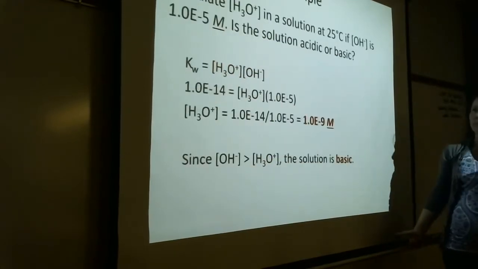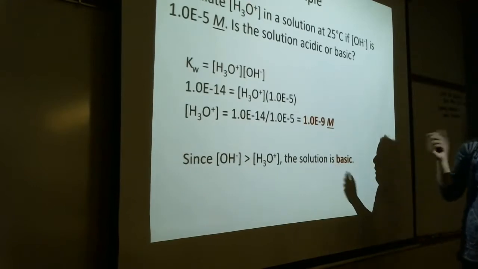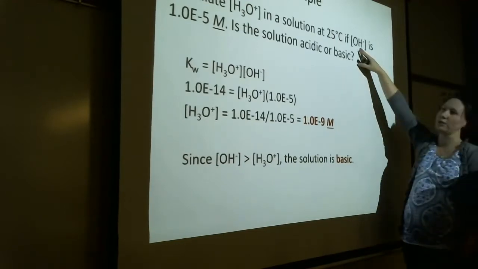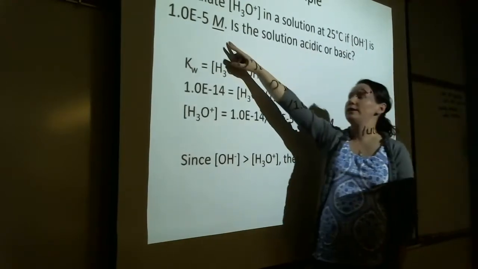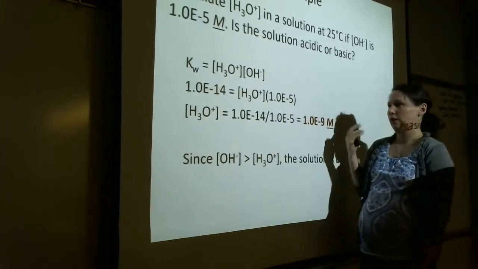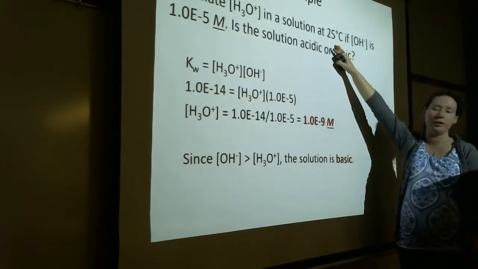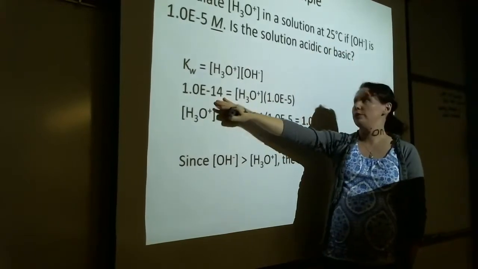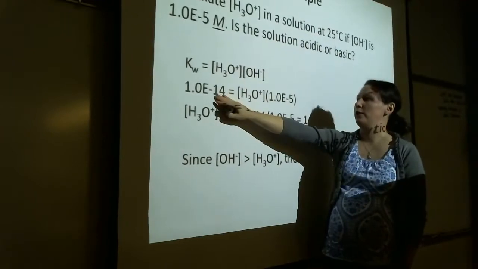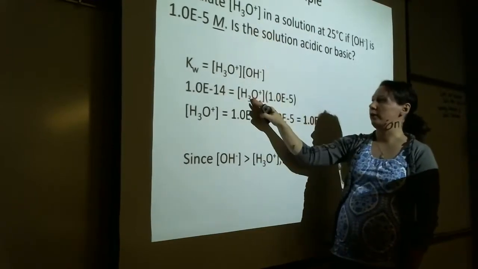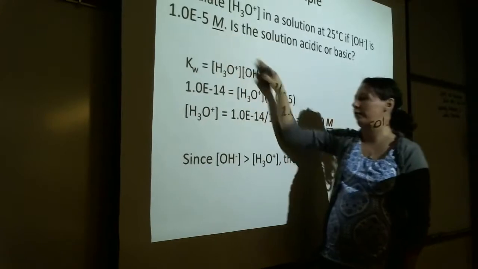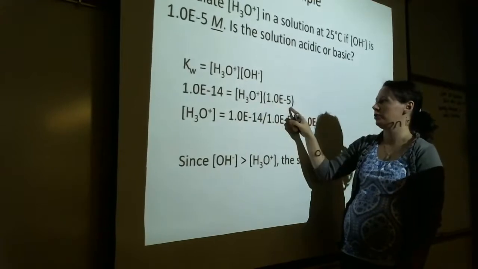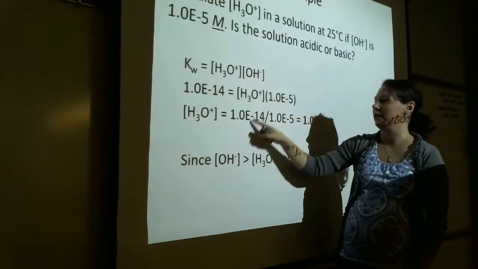So here's an example. Calculate the concentration of hydronium in a solution at 25 degrees Celsius if the hydroxide ion concentration is this, 1 times 10 to the negative 5th molar. Okay, well, I know that at 25 degrees Celsius, KW is 1 times 10 to the negative 14th, right? So I just plug the KW value in. This is what I'm looking for, and then plug in my other value, right? So how do I get H3O plus by itself? Just divide both sides by 1 times 10 to the negative 5th.